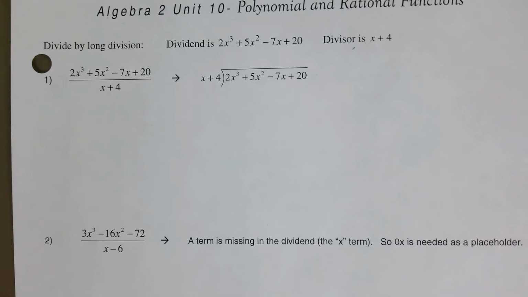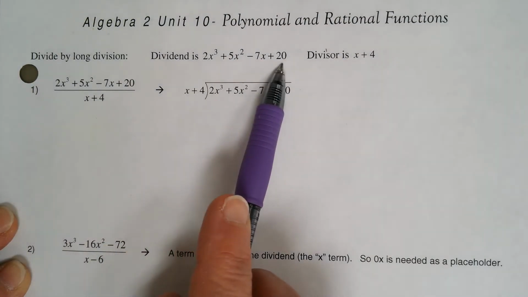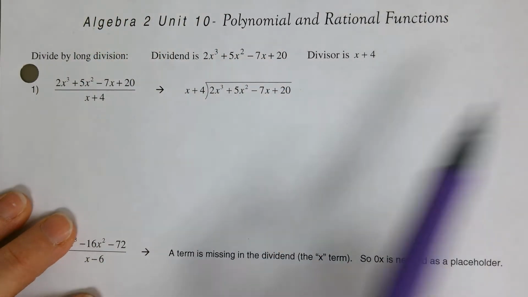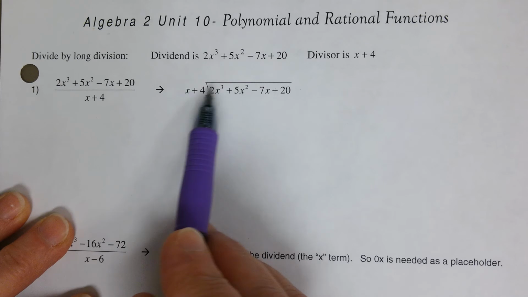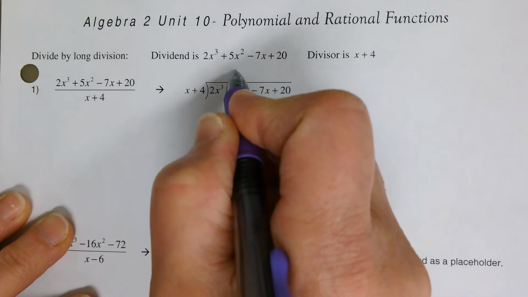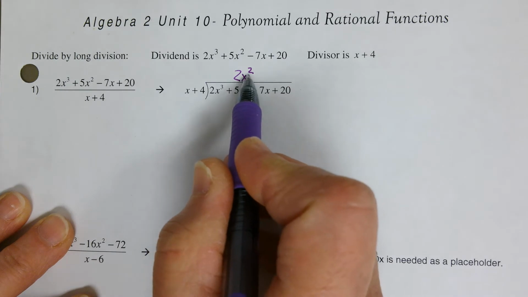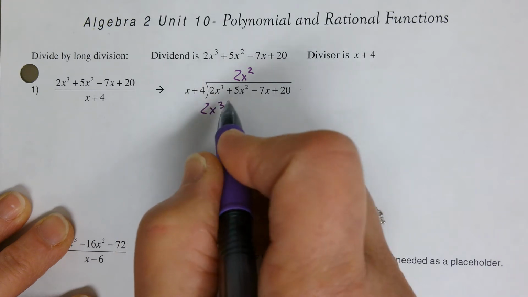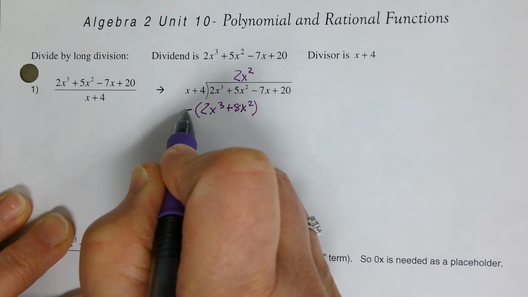Now let's practice. Number 1, our dividend is the polynomial consisting of these 4 terms, and our divisor is x plus 4. So setting up our long division, we'll take the first term, 2x to the third, divided by x, is 2x squared. We write that above our 5x squared term, and now we multiply. 2x squared times x is 2x cubed. 2x squared times 4 is positive 8x squared. Wrap that in parentheses and put subtraction out in front.